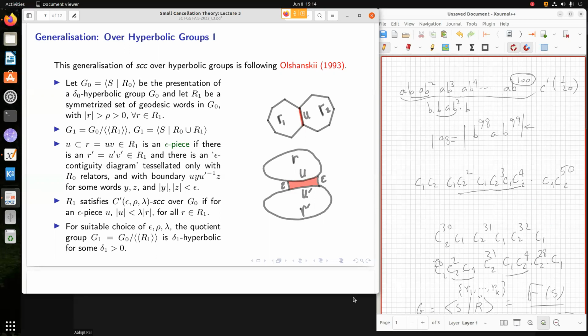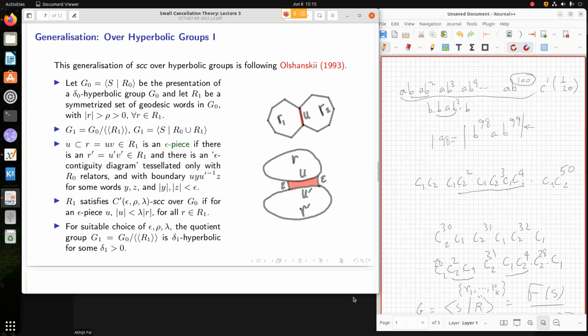So we see that this is not, I mean, say, I wrote somewhere, I forgot, that if I write AB, AB square, AB cube, this much is not a small cancellation word. I mean, it is not small cancellation 1/6. So I have to take sufficiently long words in order to get the pieces smaller compared to the word length. So I need this word to be long enough, right?